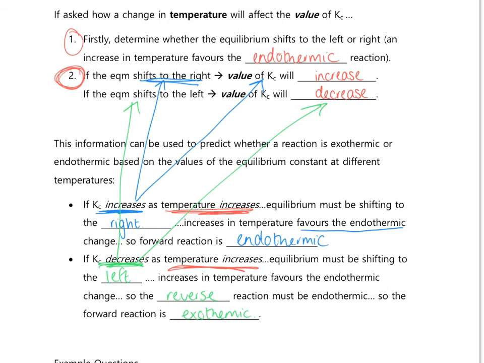Now you might need to read over that again because this is a more complicated question that will require you to give a bit of thought to. But just follow that logic through. If Kc has increased, that must mean the equilibrium has shifted to the right. Then you can tell from that that your forward reaction must be endothermic. So the overall reaction is endothermic. However, if you've increased the temperature and it shifts to the left, that must mean that the backwards reaction is endothermic. So the forward reaction is exothermic.